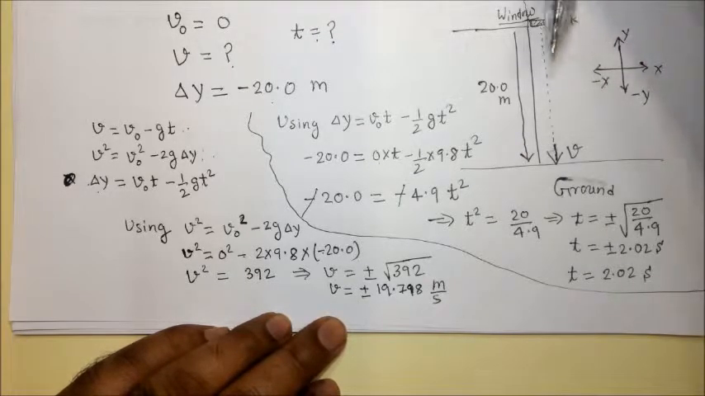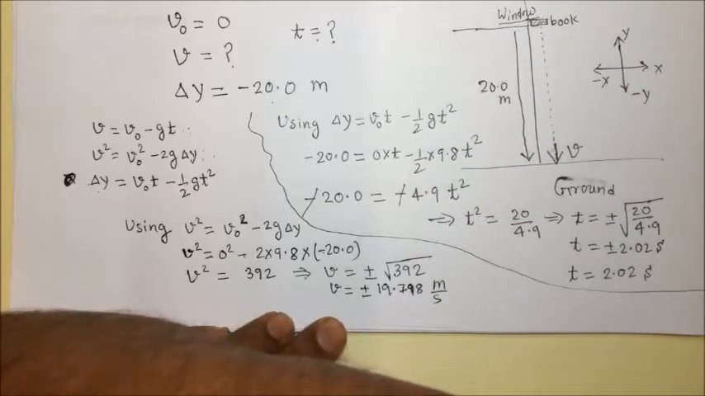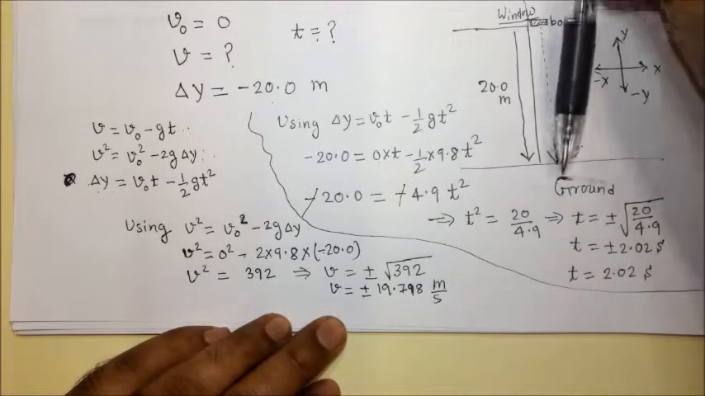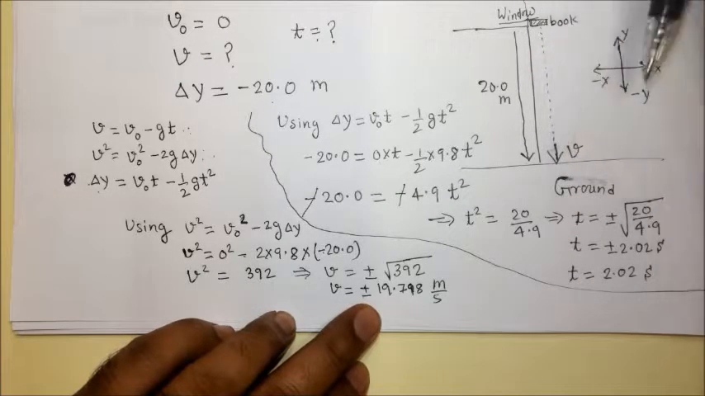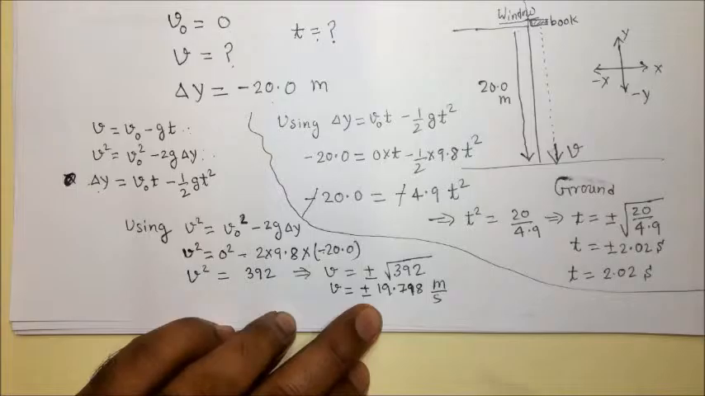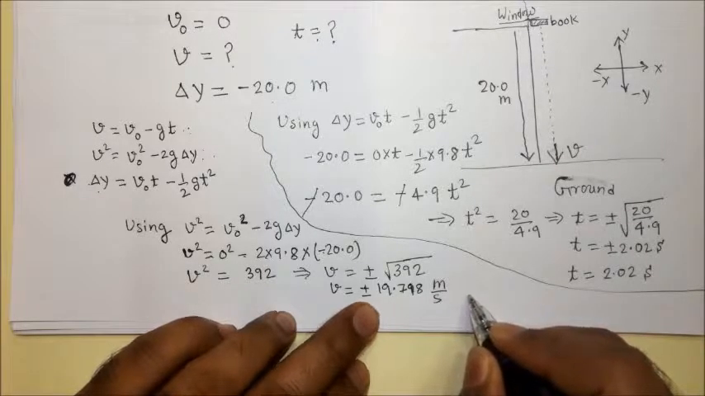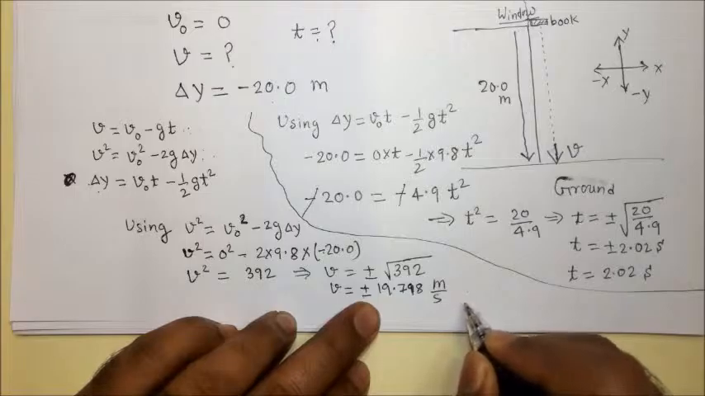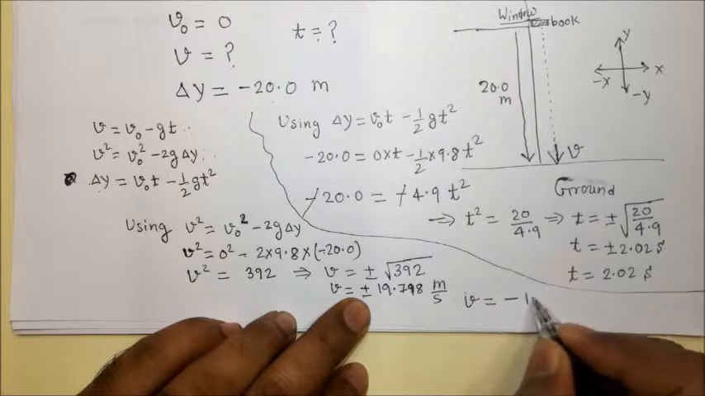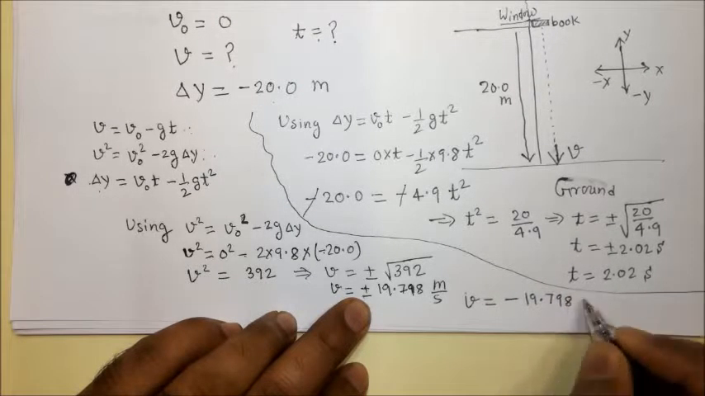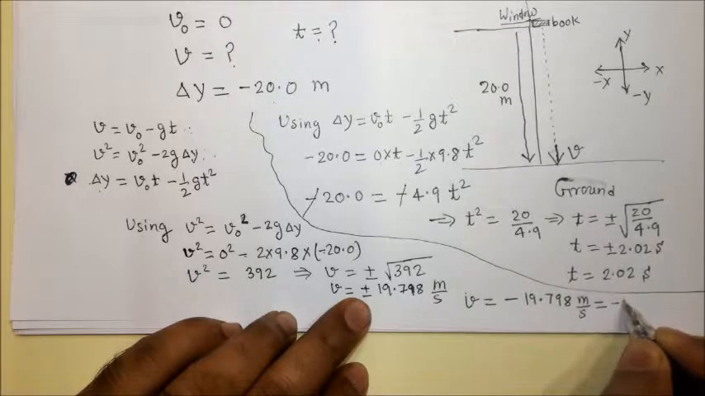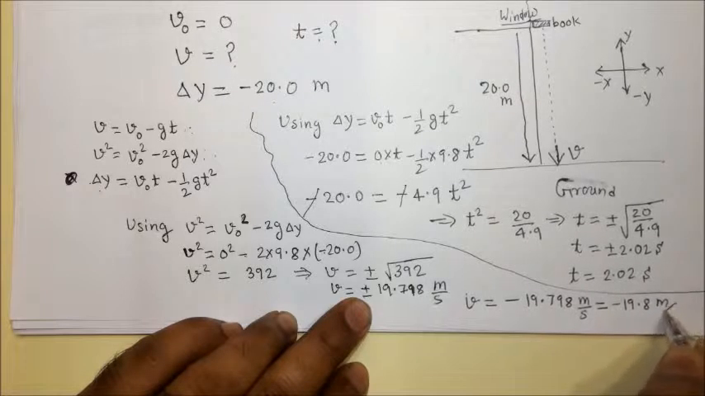Okay, you see this here in the diagram. This is going downward, so it is in the minus y direction. When it is hitting the ground, it is going in the minus y direction. So the correct answer will be V will be minus 19.798 meter per second. This can be approximated as minus 19.8 meter per second.